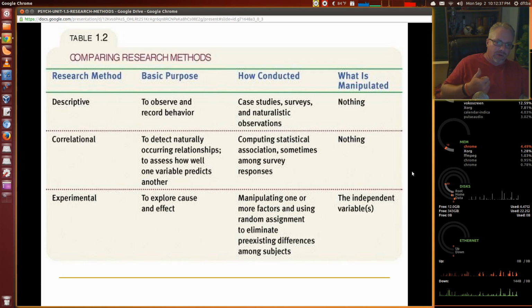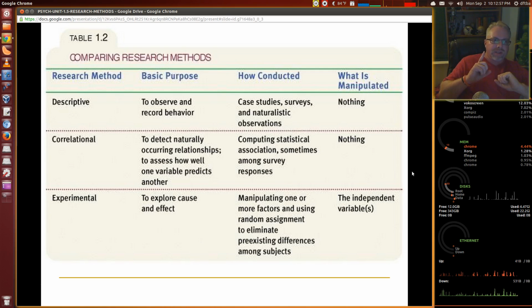Descriptive is going to observe and record behavior. We'll use case studies, surveys, and naturalistic observation. You do not manipulate anything. Correlational, you also do not manipulate anything. You're trying to detect naturally occurring relationships. You assess how well one variable predicts another.